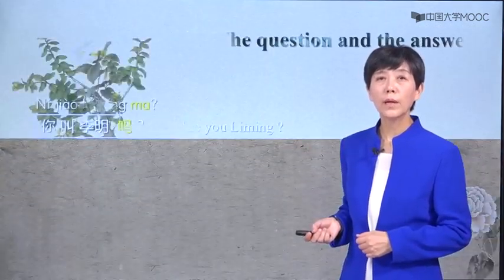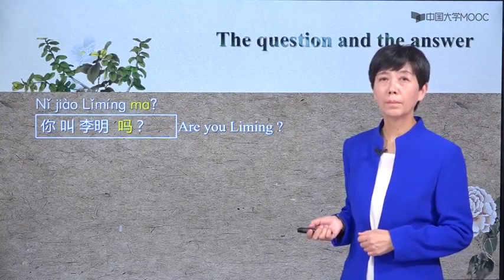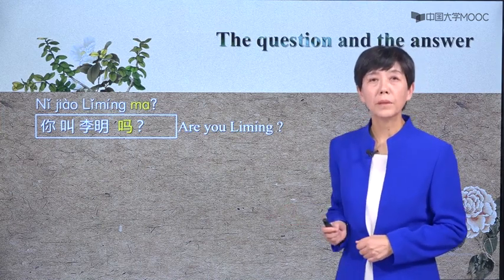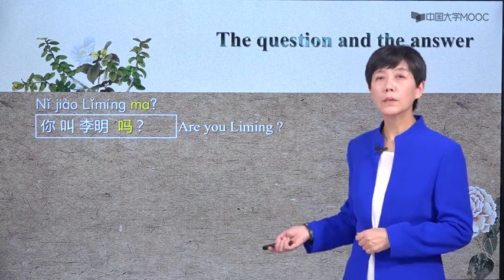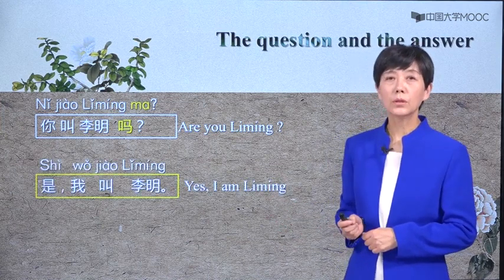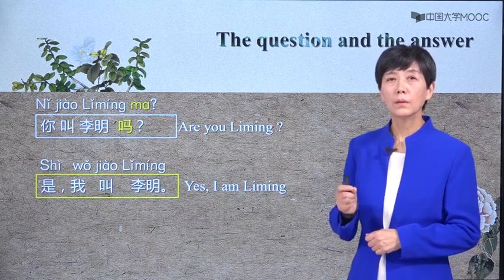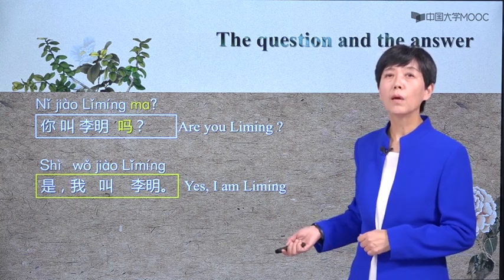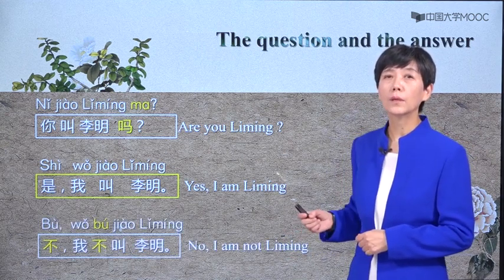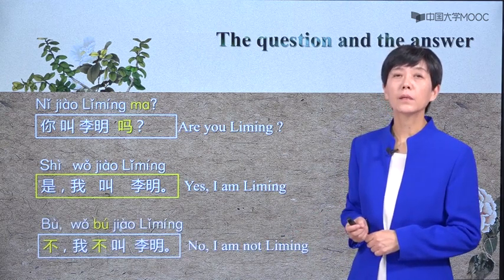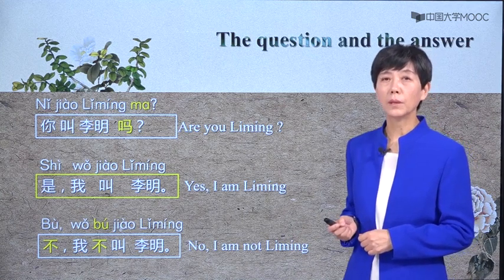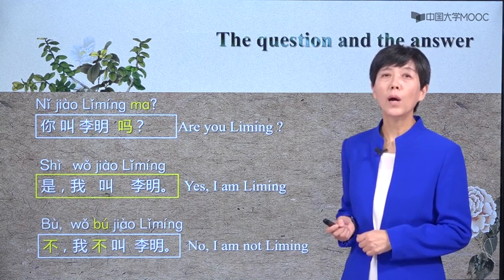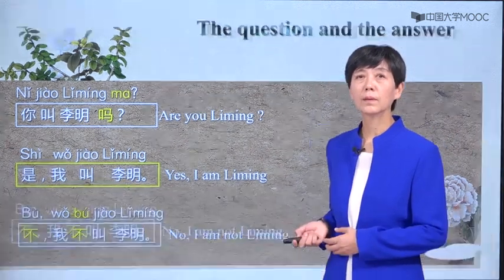Let's look at the question and answer together. 你叫李明吗? 是，我叫李明. 是 here means yes. If you want to say no, you say 不. The full answer in a negative way is 不，我不叫李明, which means no, I'm not Li Ming.